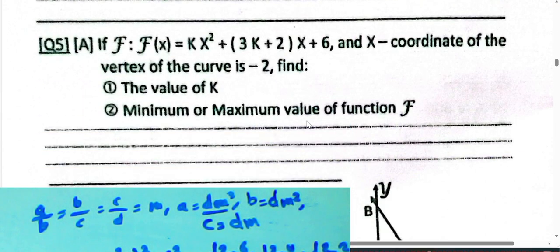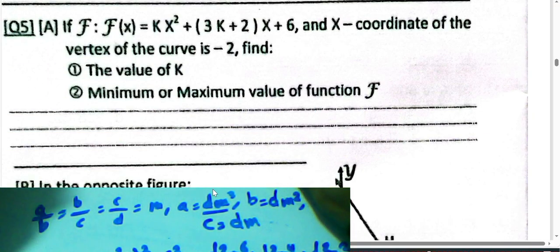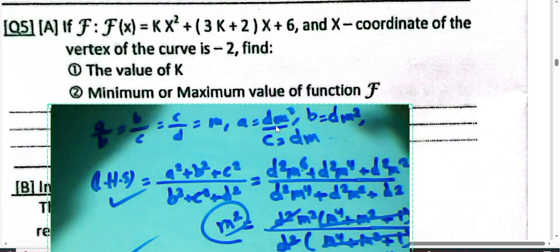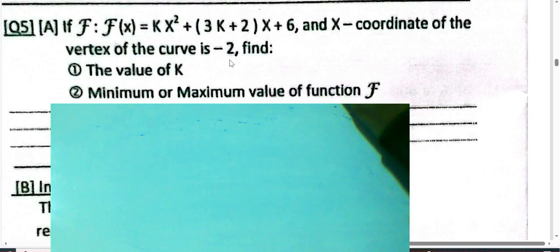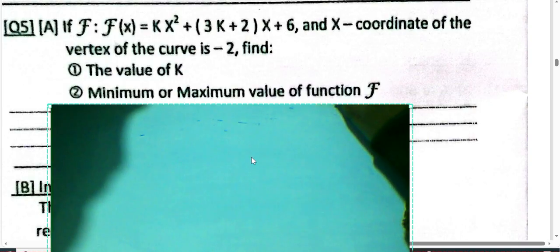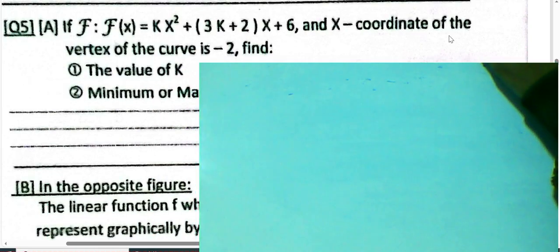Okay. Next question. If function f of x is such that f of x equals k x power 2 plus 3 times k plus 2, times x, plus 6, and the x coordinate of the vertex of the curve is -2, find the value of k. Again, he gives me that the x coordinate of the vertex of the curve is -2.